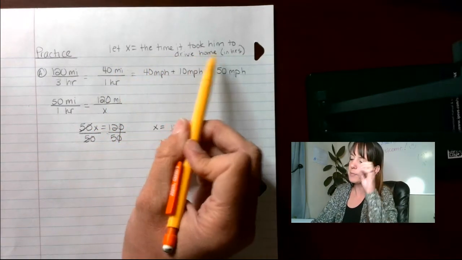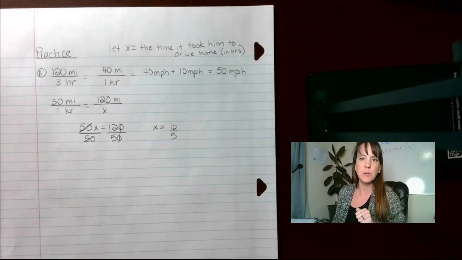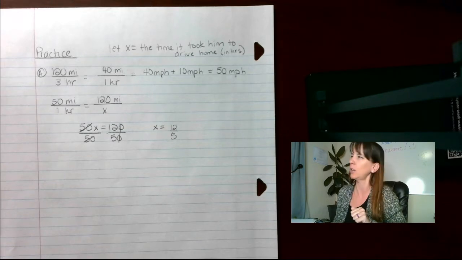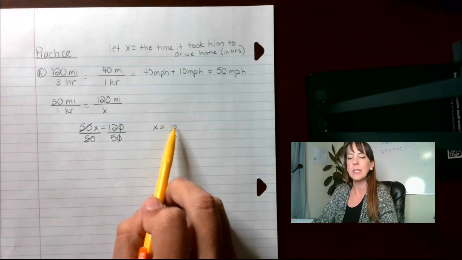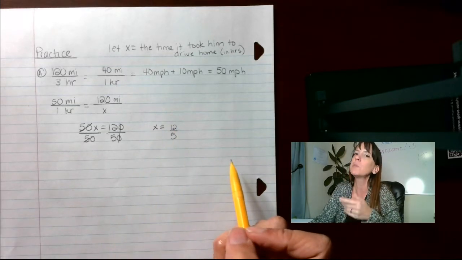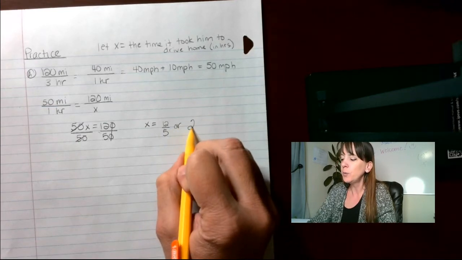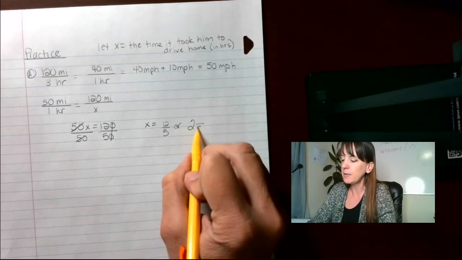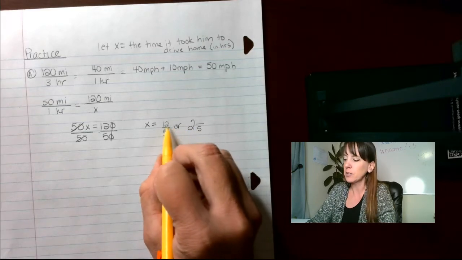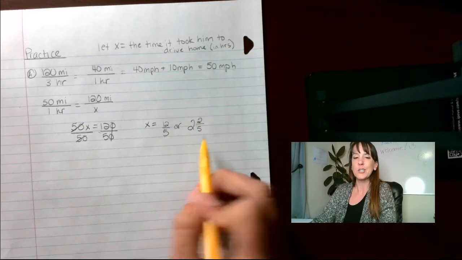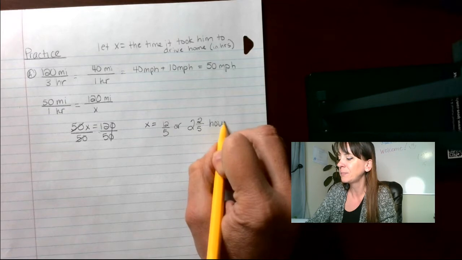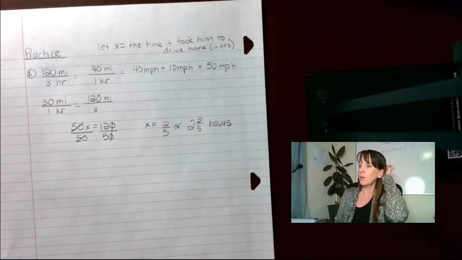Now let's go back and look. Let X equal the time it took him to drive in hours. If you came up to me and you said 12/5 of an hour, I'm gonna say, I have no idea what that means. Put that into a mixed number. Generally, I'm okay with improper fractions, but for word problems, put them into a mixed number. So 5 goes into 12 two times, and then put the 5 down here. 5 times 2 is 10, plus 2 more is 12. So 2 2/5 hours. 2 2/5 of an hour.